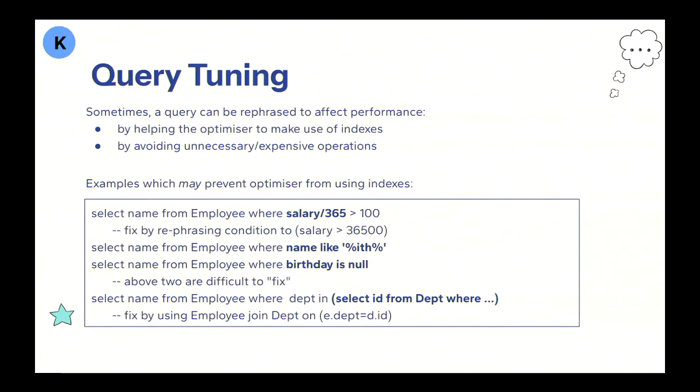So the first one is, if we just index the salary attribute, and we use it for calculation in the condition, then the index is not used. So this is the first counterexample. And the second and third are checking string patterns is not using the index, and checking against null value is also not using index. But these two are somehow hard to fix, and maybe we just don't fix them in practice.